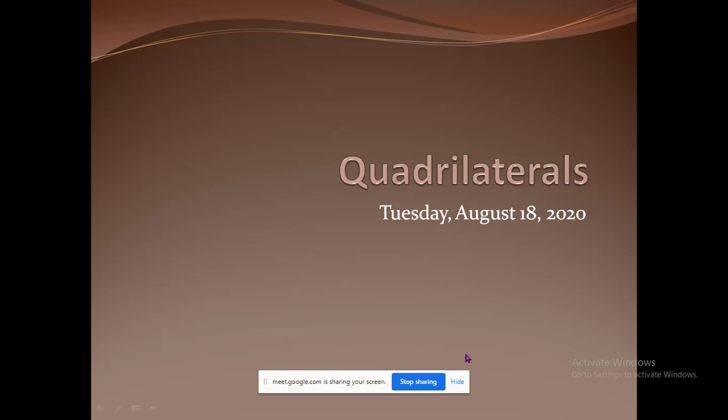This is about quadrilaterals. A quadrilateral is a polygon with four sides, and there are two varieties of quadrilaterals. One is the convex quadrilateral, for which both the diagonals are in the interior. Concave quadrilaterals are another variety, in which one of the diagonals is in the exterior. That is called a concave quadrilateral. So we generally deal with convex quadrilaterals only.